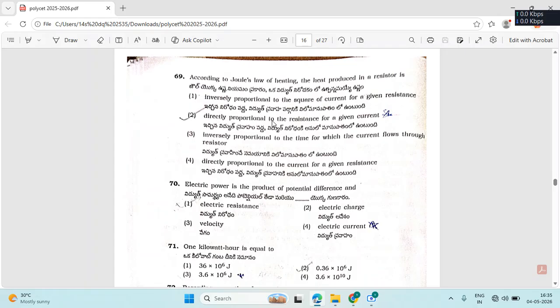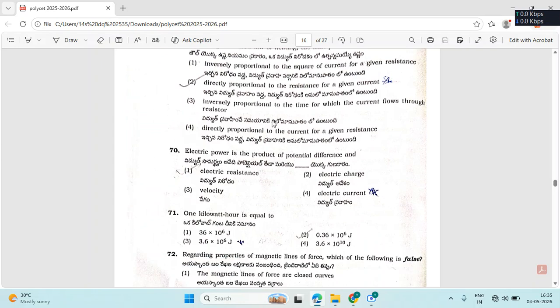Electric power is the product of potential difference and electric resistance, electric charge, velocity, electric current. The correct option is 4, and the answer is electric current.